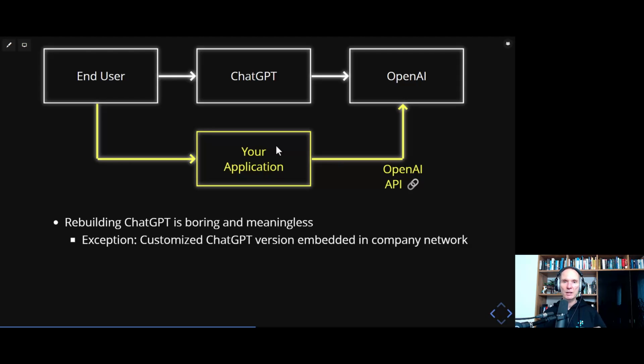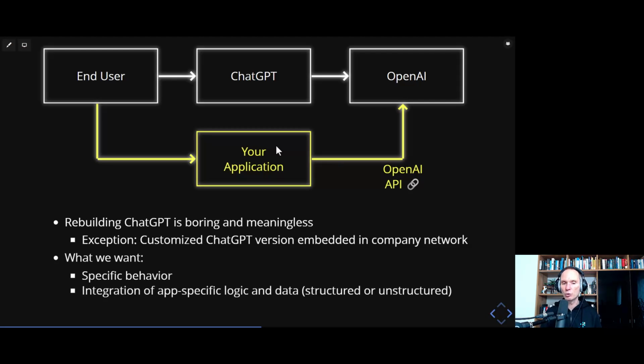Maybe you do some cost allocation where you know, okay, I want to know how much every single user spent using ChatGPT and things like that. You could do that. But what we really want, where things are getting pretty interesting, is if we want to teach our application-specific behaviors, we want to integrate application-specific logic and data, structured data and unstructured data. This is where it becomes really, really interesting.